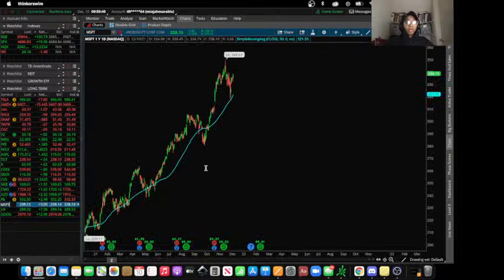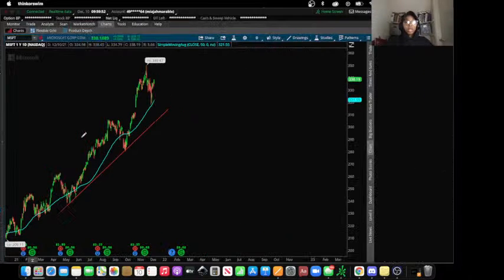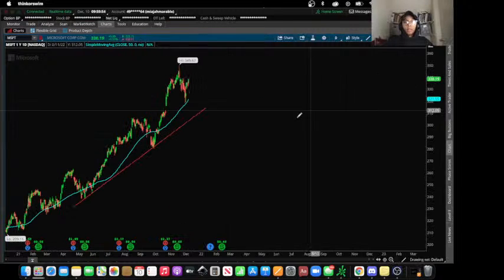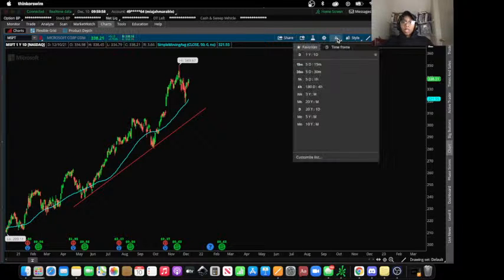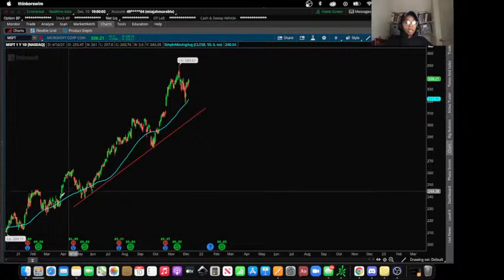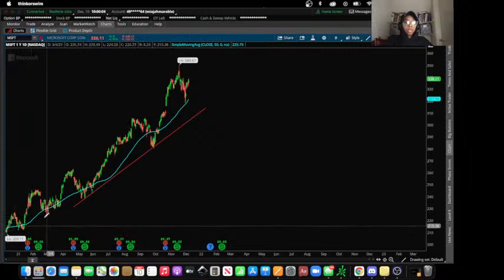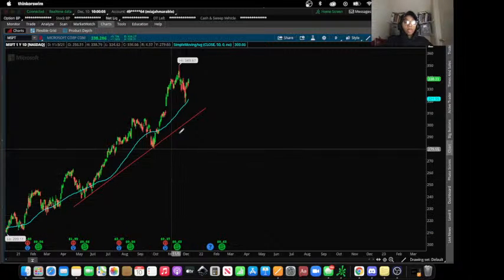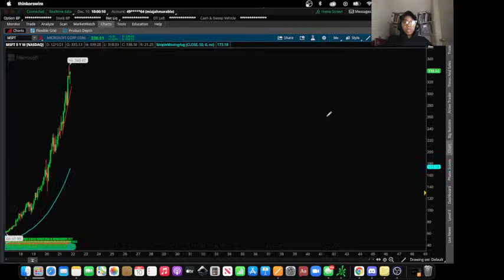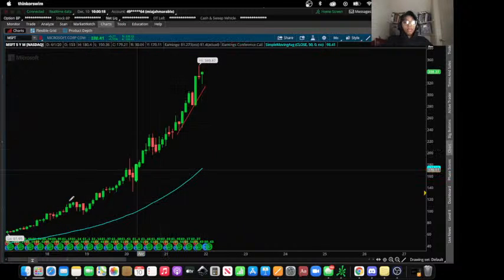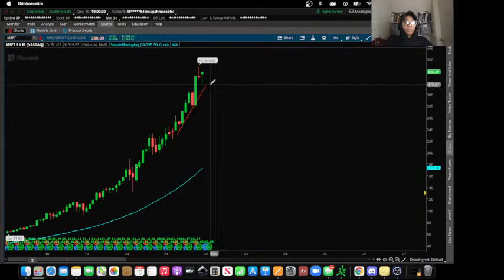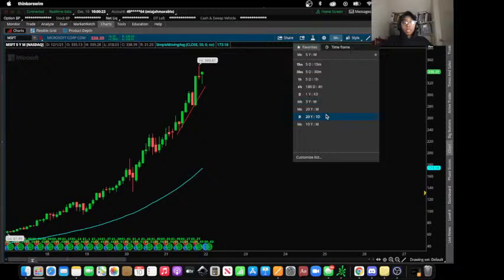Take a look at Microsoft. Take a look at a few more. So this is, what is this? This is the 1 day. See, just a consistent uptrend. Higher lows, higher low, higher low, higher low, higher low. Just consistent uptrend. You want to invest in something that looks like this. This consistency of being up.